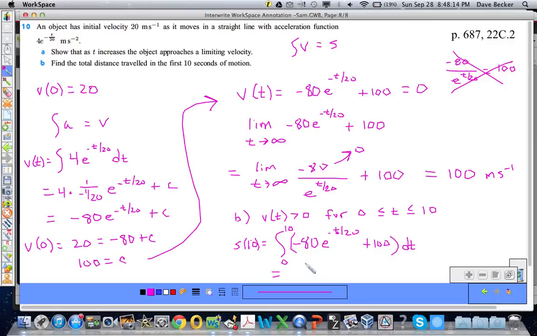This term becomes positive 1600 e to the negative t over 20, because of the negative 80 multiplied by negative 20. And the integral of 100 is 100t. If we evaluate that from 0 to 10, that gives us 370.4 meters.